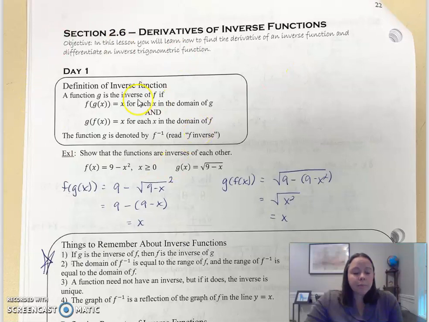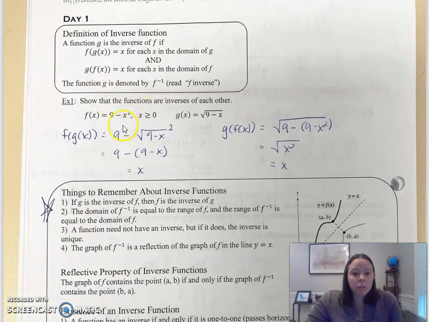So this first part deals with the definition of an inverse function, and it says if you have an inverse, then when you do the composite, so f of g of x, given g is the inverse of f, it's going to spit out x. And if you do the vice versa, g of f of x, it'll also spit out x. And that's a good test to see if two functions are in fact inverses of each other. So that's what we're demonstrating on this first one.